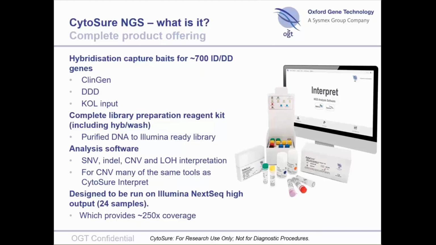You have that analytical software, which I mentioned before, Interpret, which comes complementary with the assay and has been developed extensively in-house to be able to do that CNV and LOH calling completely comparable with the array. So you get that confidence that you have from OGT from our CytoSure Interpret software. This is built into an NGS platform, and this has all been designed to run on an Illumina NextSeq sequencer or higher. So this can also work on, say, a NovaSeq sequencer. We recommend around 24 samples for the NextSeq at high throughput, and that roughly provides, on average, 250x coverage.